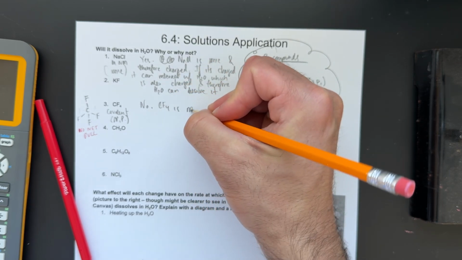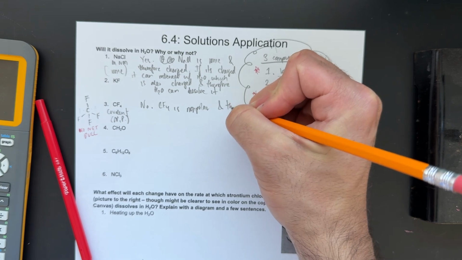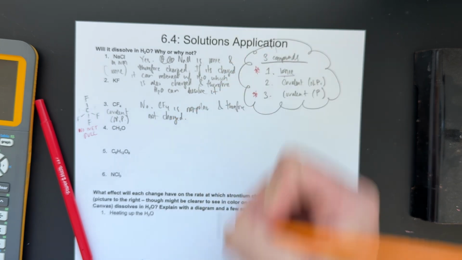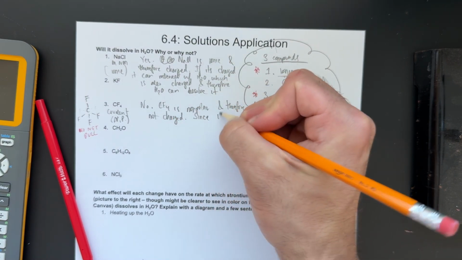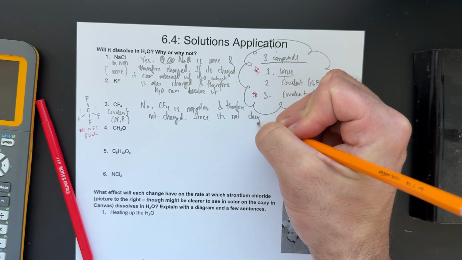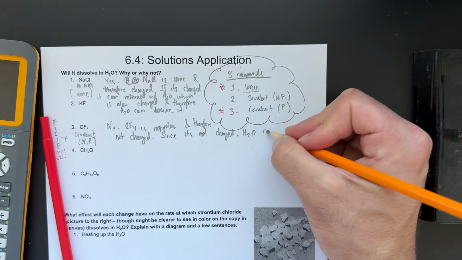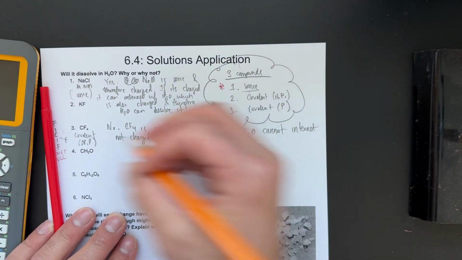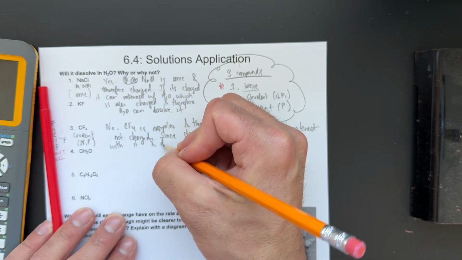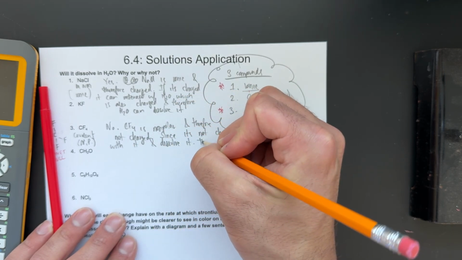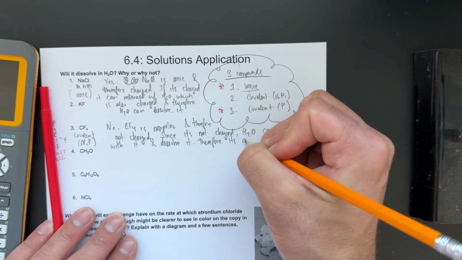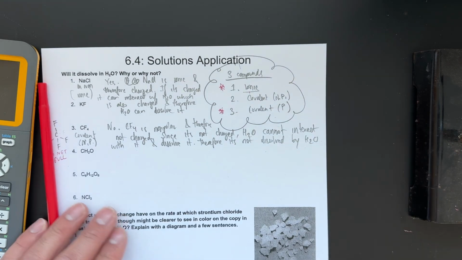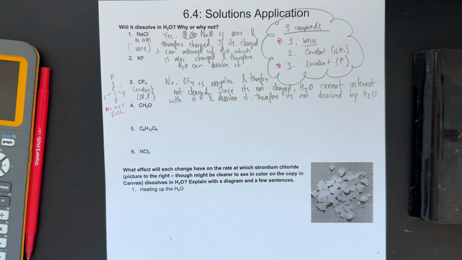CF4 is non-polar and therefore not charged. Since it's not charged, H2O cannot interact with it and dissolve it. Therefore, it's not dissolved by H2O. Cool. So there you have it. Will it dissolve? Will it not? That's how you do that.